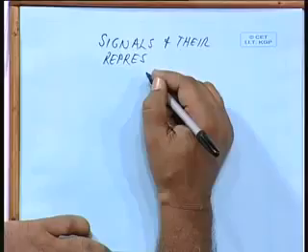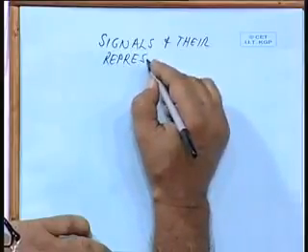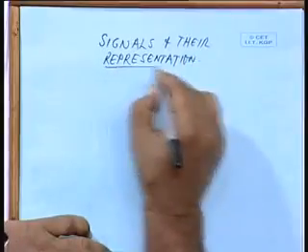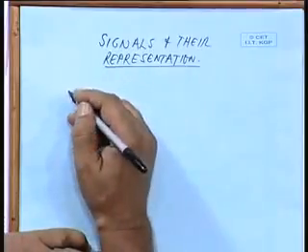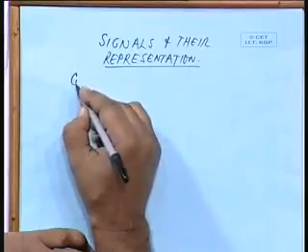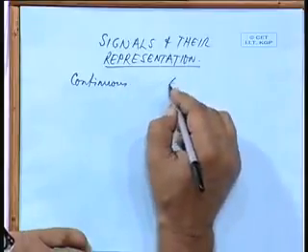We will first discuss simple signals, and then at a later stage we shall be using these signals for different analysis, network analysis, representation. Now, the signals that we shall be discussing are of two types. One is continuous, the other one is discrete.